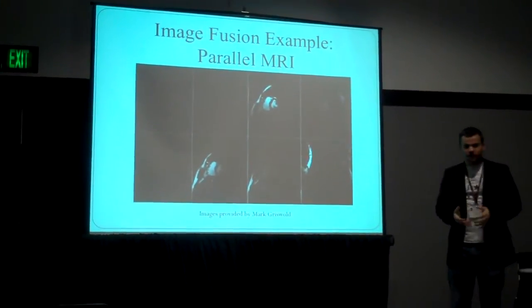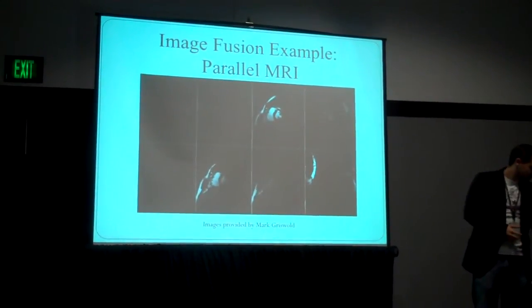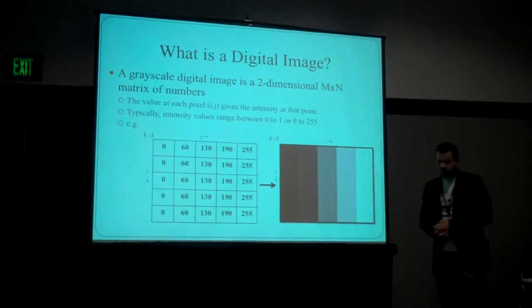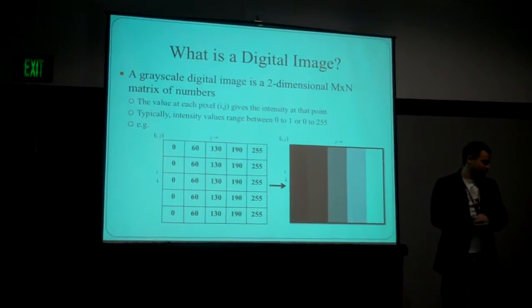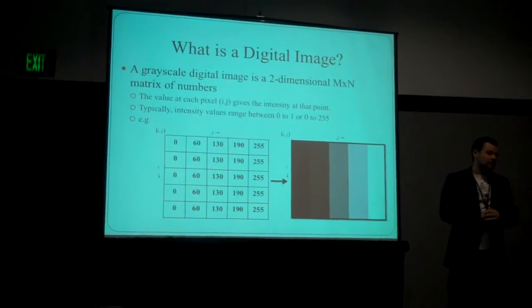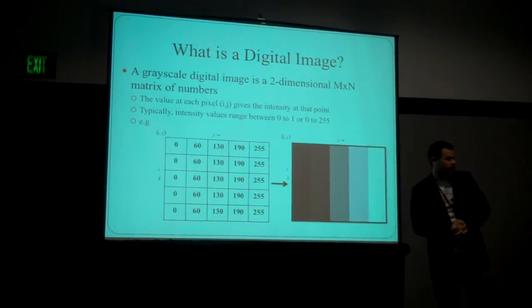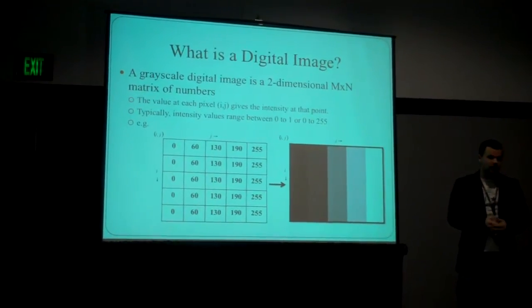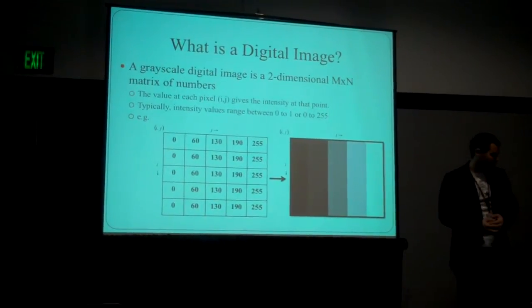But one thing that we use this image fusion for is to combine these images. So what is a digital image? If you're not familiar with it, it's just a 2-dimensional matrix of numbers where each number at that point represents the intensity of the pixel. Whether it's a black and white image or if it's an RGB image, it can represent the intensity for the red, green, and blue spectrum.